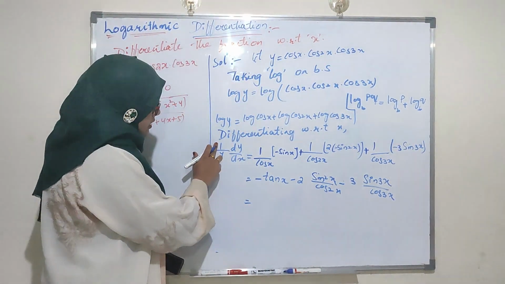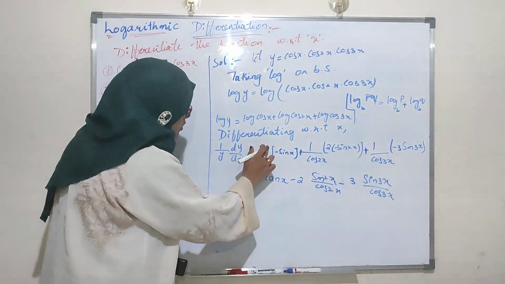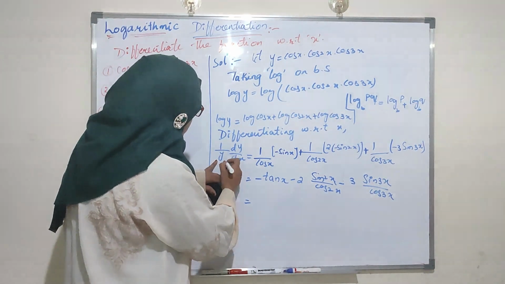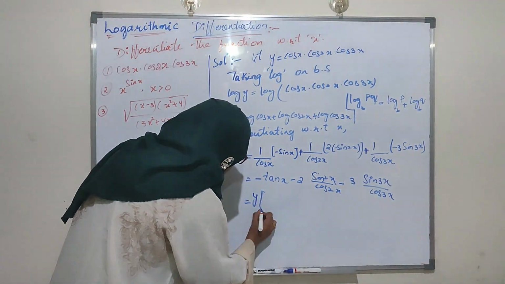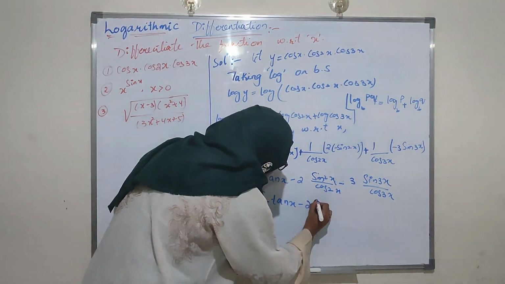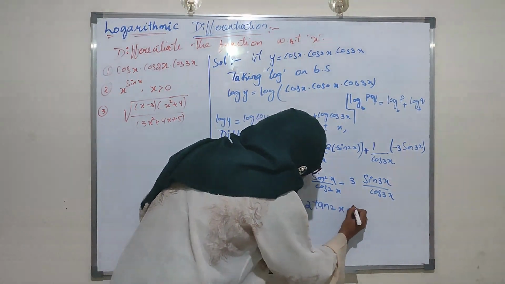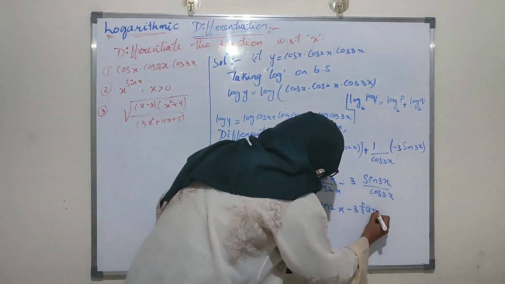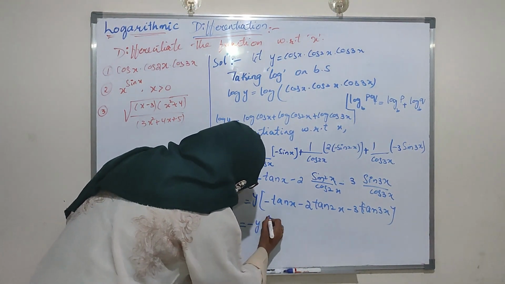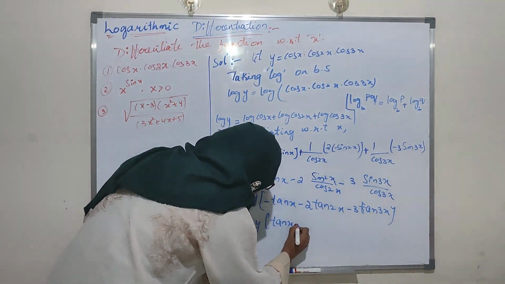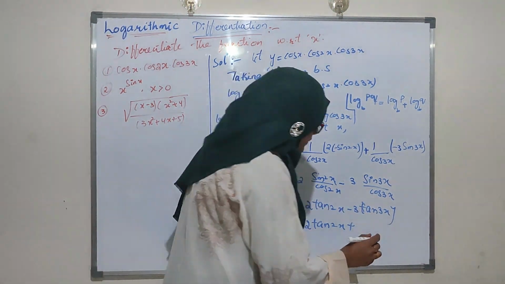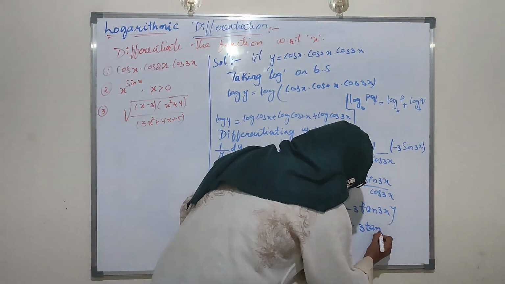And what about this y? 1 by y we are adding. I am taking this y on the right side. If this y is in the denominator, by cross multiplication it goes in the numerator. So y times minus tan x minus 2 tan 2x minus 3 tan 3x. I am taking the minus sign common: minus y times tan x plus 2 tan 2x plus 3 tan 3x.